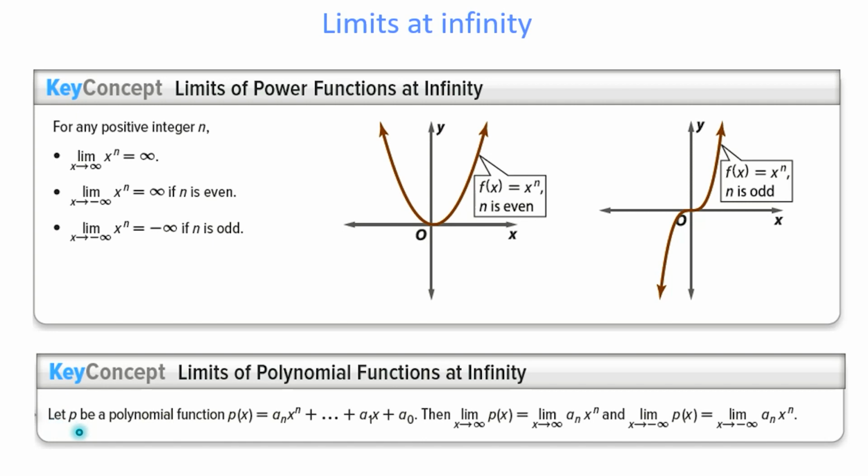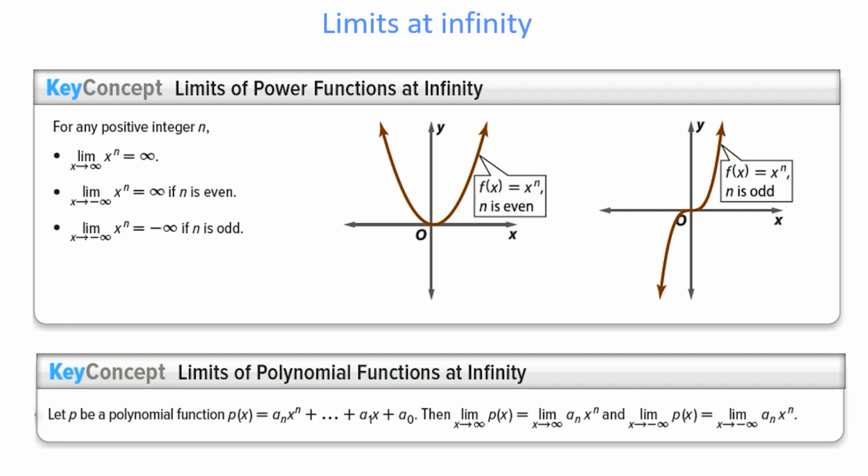Whenever we are talking about a polynomial function that has several terms, the limit at positive infinity of this whole polynomial function will be equal to the limit of the leading term of this polynomial function at infinity. Similarly, the limit of the polynomial function at negative infinity is equal to the limit of the leading term of this function at negative infinity. This means when we have a polynomial and we would like to observe the end behavior, it is enough to observe the leading term of the function.